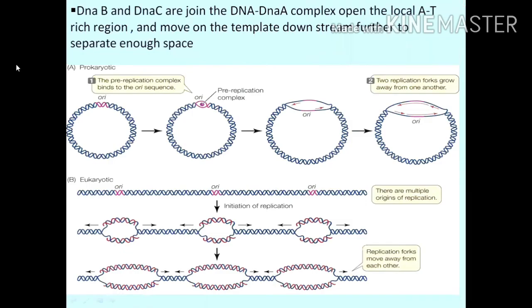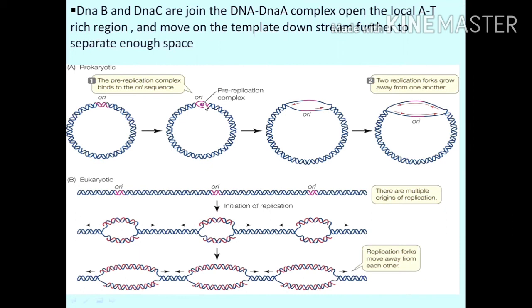The next process: DnaB, which is nothing but the helicase enzyme, along with DnaC, are joined in the DNA complex, open the local AT-rich region, and move on the template downstream to separate enough space. So earlier we can say that is ORI. This ORI is identified by the DnaA protein molecule.